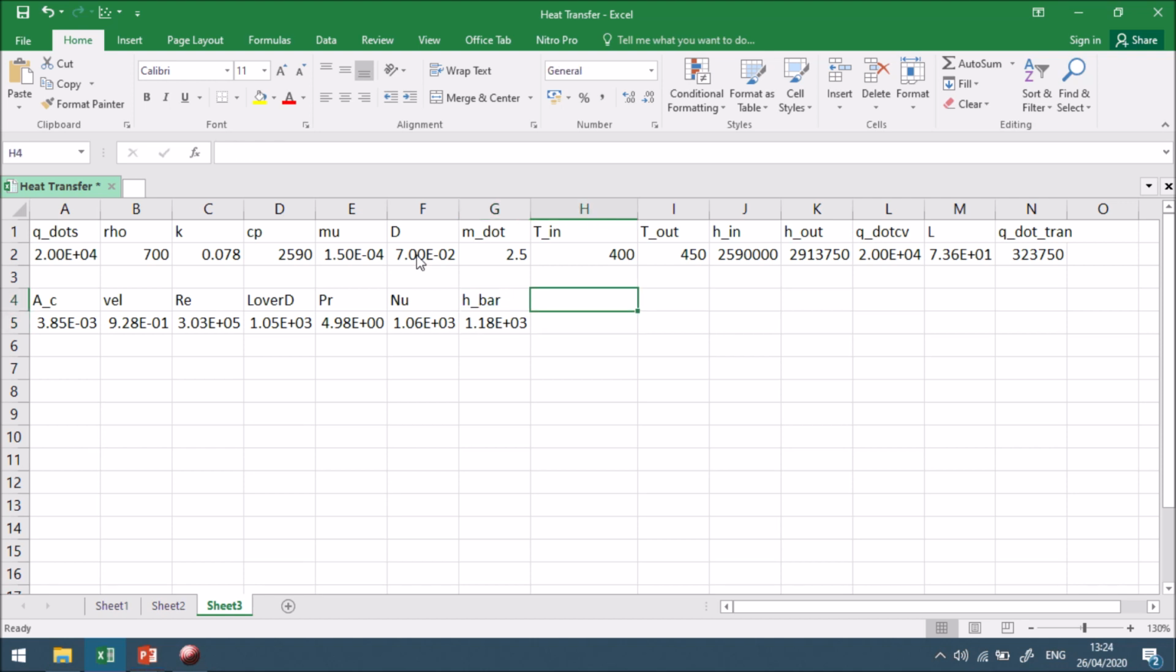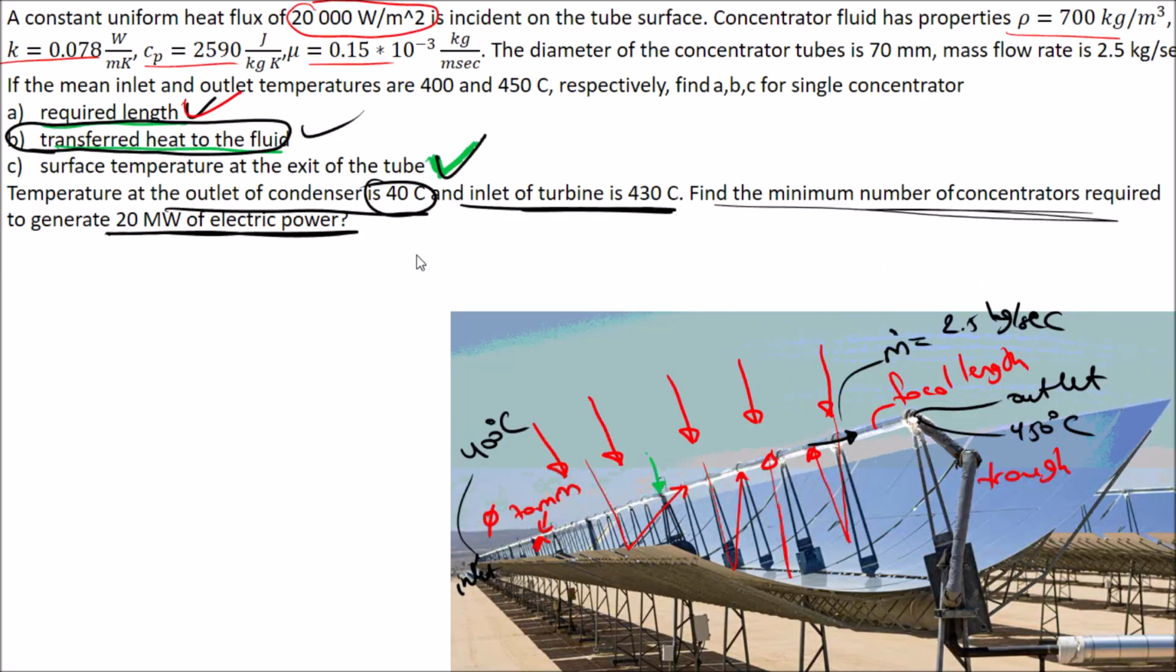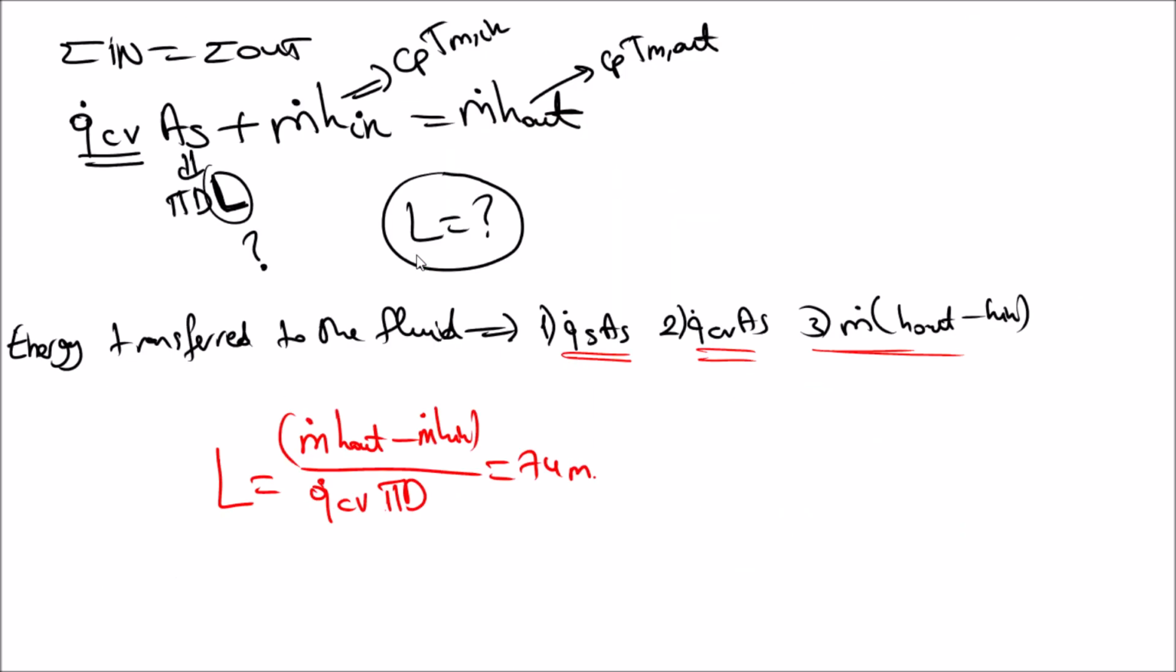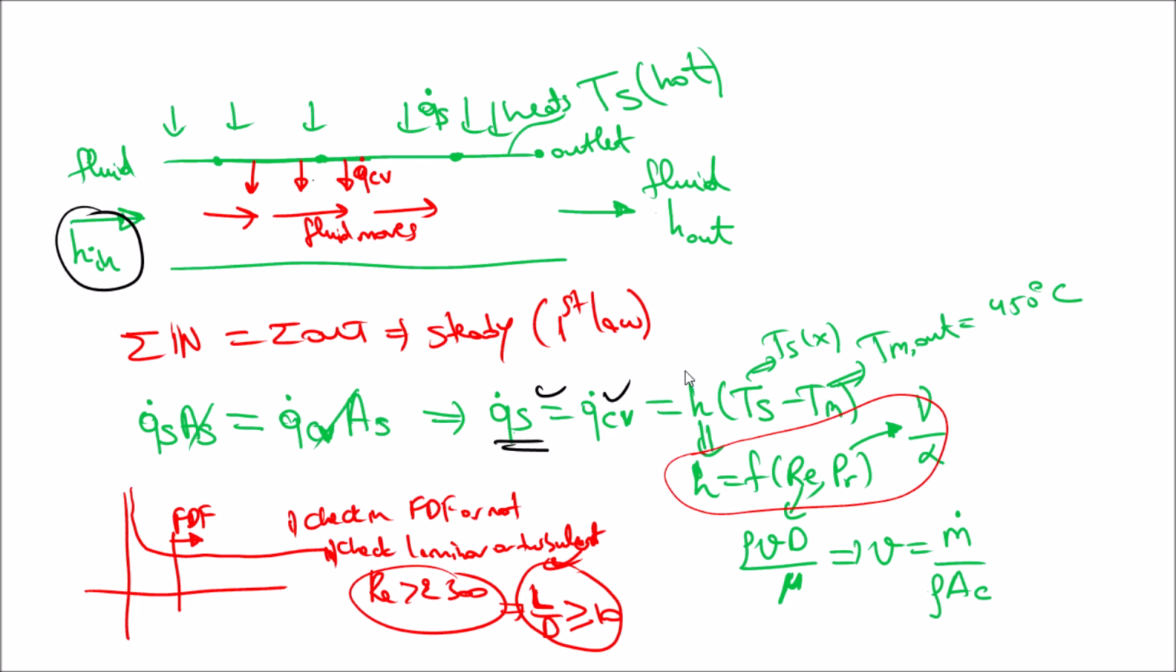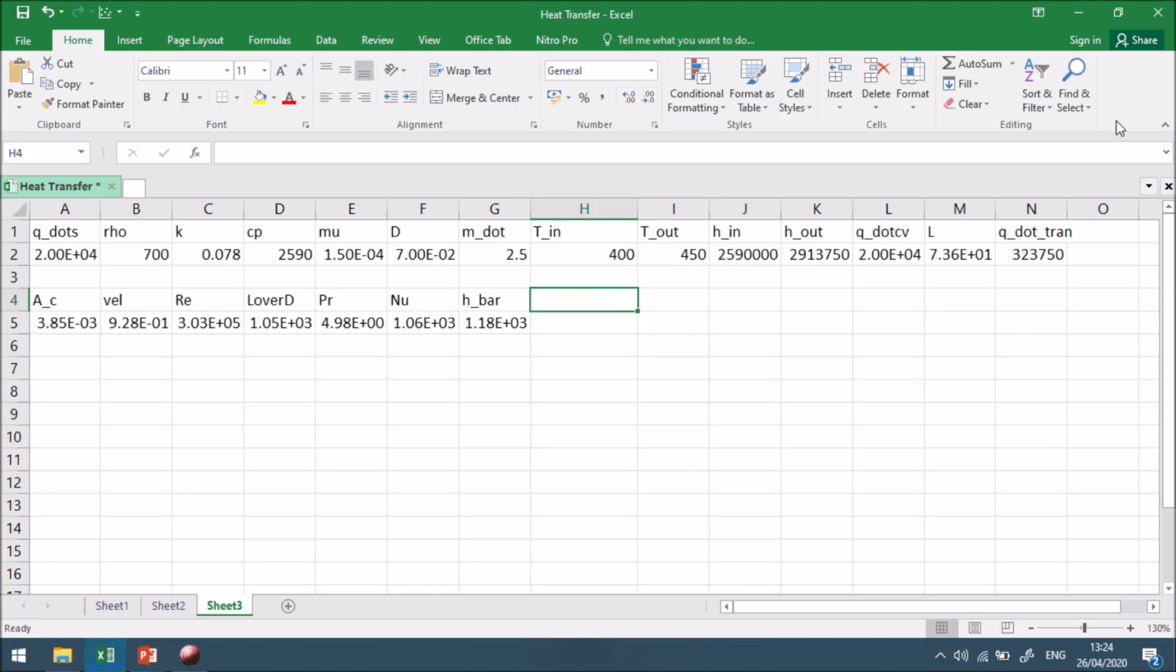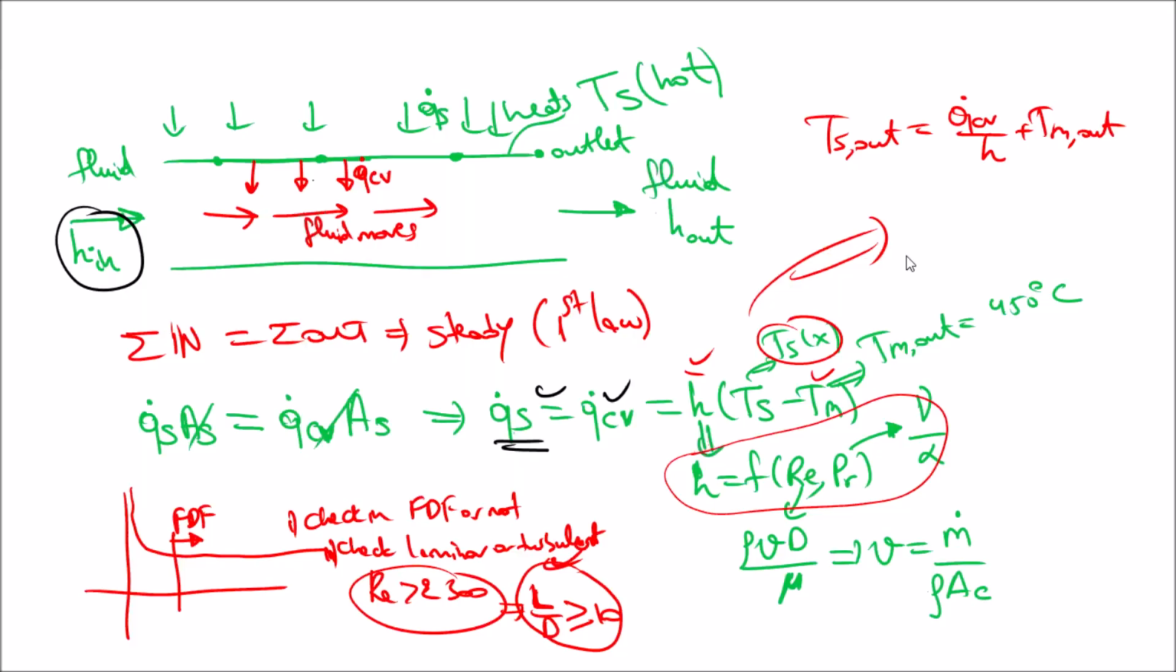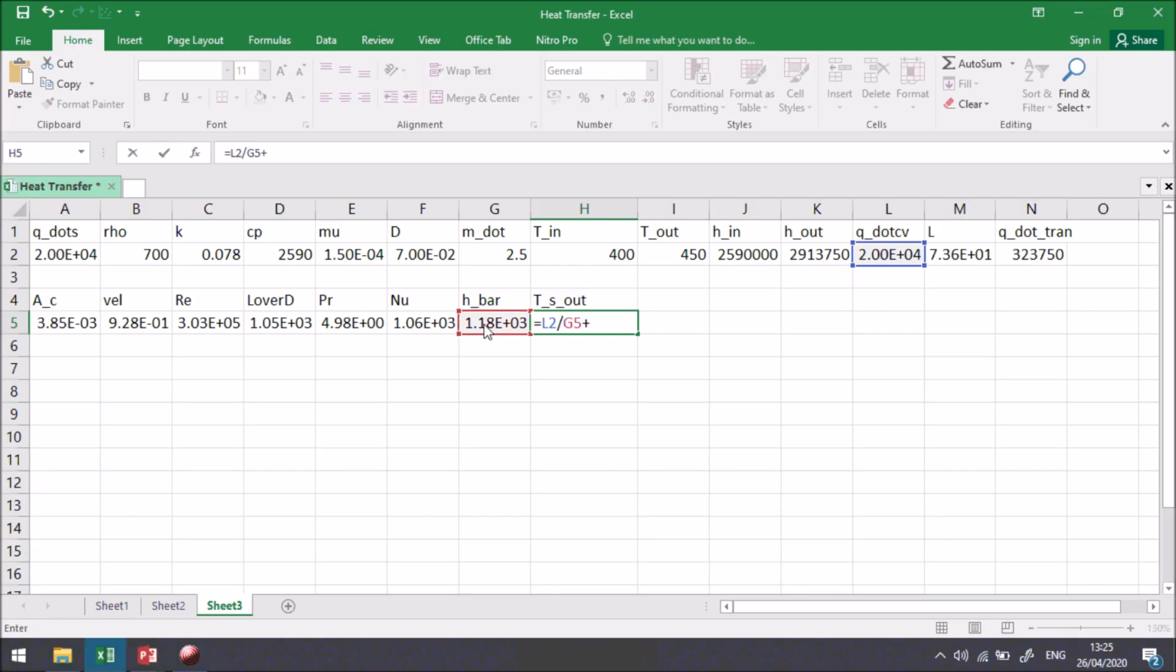Now, as we have found the h bar value, we have almost solved the problem. This one is h bar, the average h. I know the Tm at the outlet, so I can find Ts at the outlet. Ts at outlet will be equal to q dot divided by h plus Tm at outlet. Let's find it.